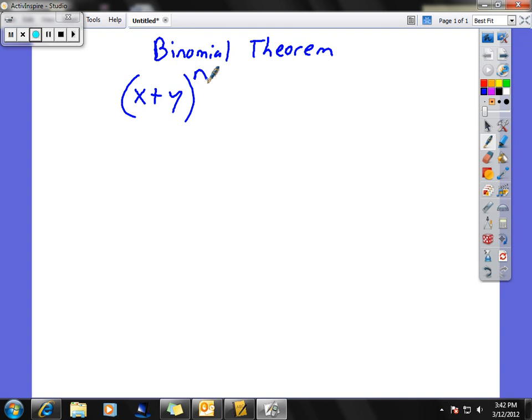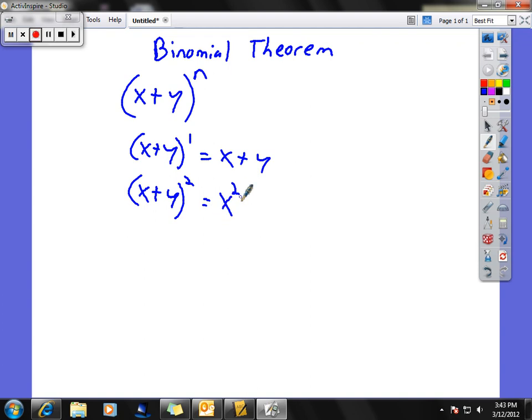And we want to try to come up with a better way or an easier way to find the coefficients of the terms that are going to happen when n gets to be bigger. Okay? Because we know that x plus y to the 1 is just x plus y. We should also know that x plus y squared is not x squared plus y squared. You have to FOIL that, right? So it's x squared plus 2xy plus y squared. Okay?